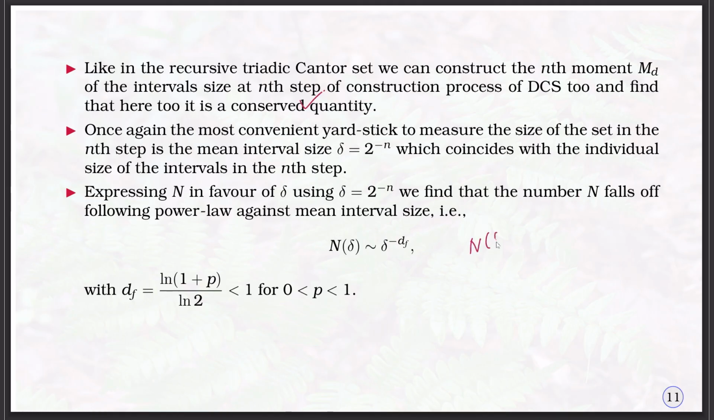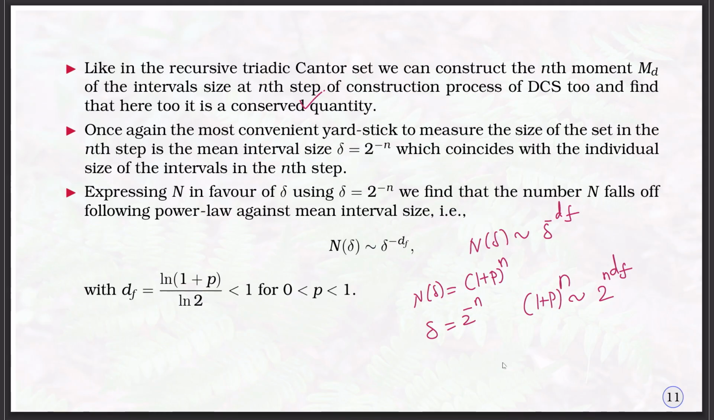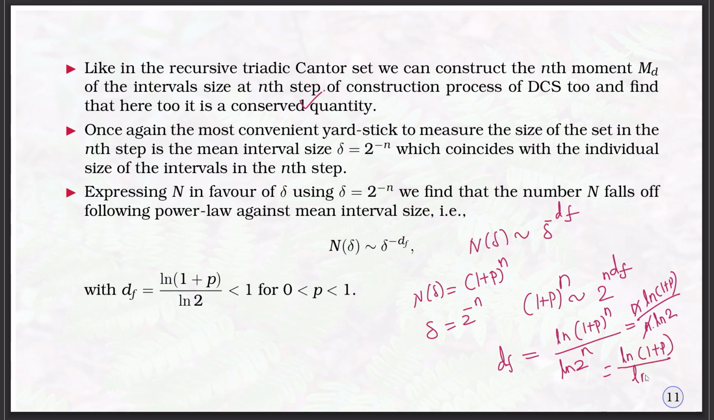That means N of delta we can take as delta to the power minus df. The number of delta needed to cover this is (1 plus p)^n, and delta is 2^(-n). Applying here, (1 plus p)^n can be written as 2^(n df). So df equals ln of (1 plus p)^n over ln of 2^n, which gives n ln(1 plus p) over n ln 2. This n will cancel, then ln(1 plus p) over ln 2, right.